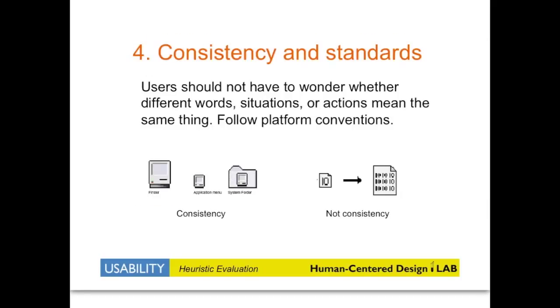Consistency and standards. Users should not have to wonder whether different words, situations, or actions mean the same thing. You can see the example of consistency of the icon. It's a big one, like this one is a computer. If it's a small icon, it should be like this, or a folder. So it still keeps consistency. Opposite to this, the icon is not consistent. When it's a small icon and a big icon, it's not really the same thing.